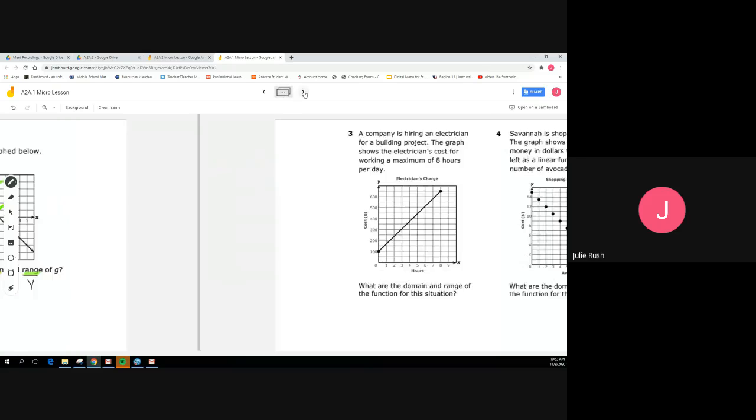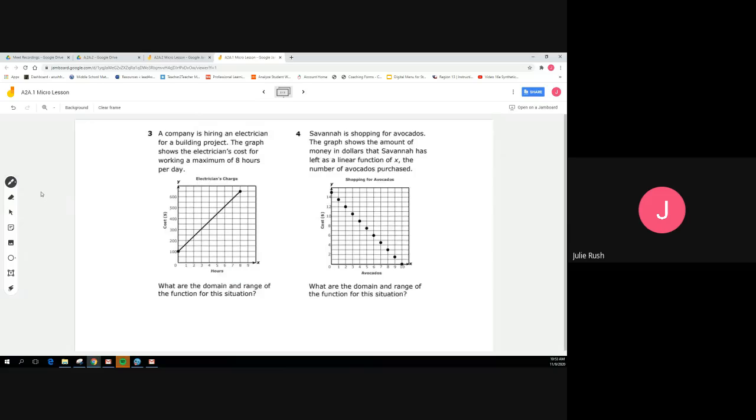Let's try a couple more. Number 3, a company is hiring an electrician for a building project. The graph shows the electrician's cost for working a maximum of 8 hours per day. What are the domain and range of the function for this situation? So we have domain and we have a range. In these applied problems, they give you an idea of the boundaries, right? Just based off the scenario.